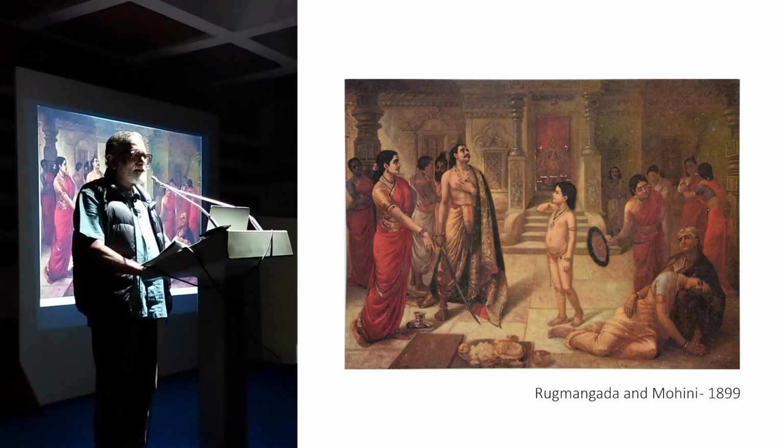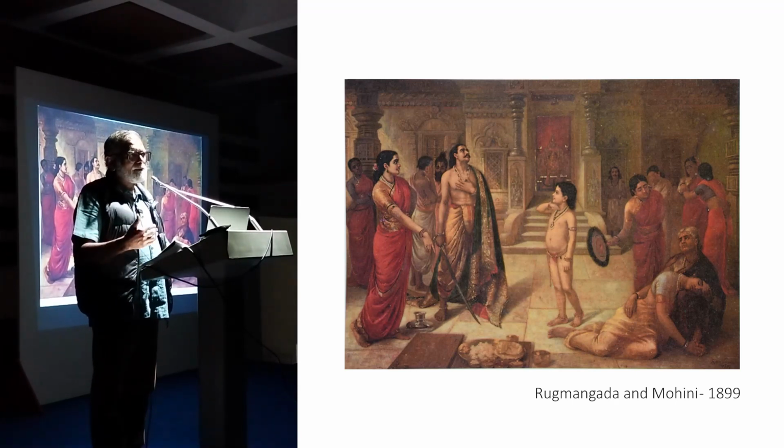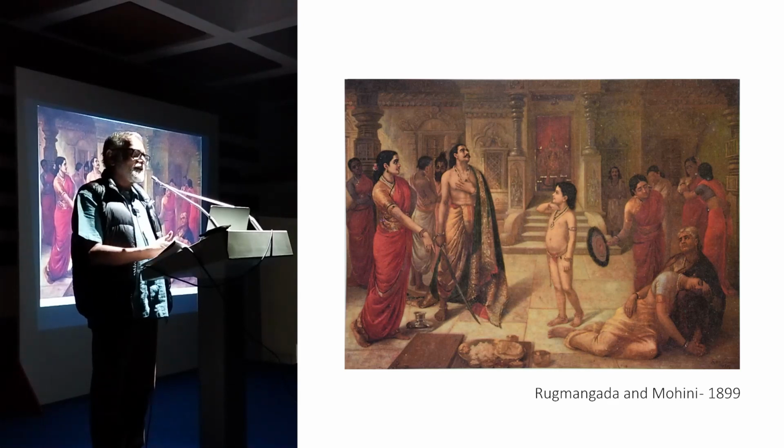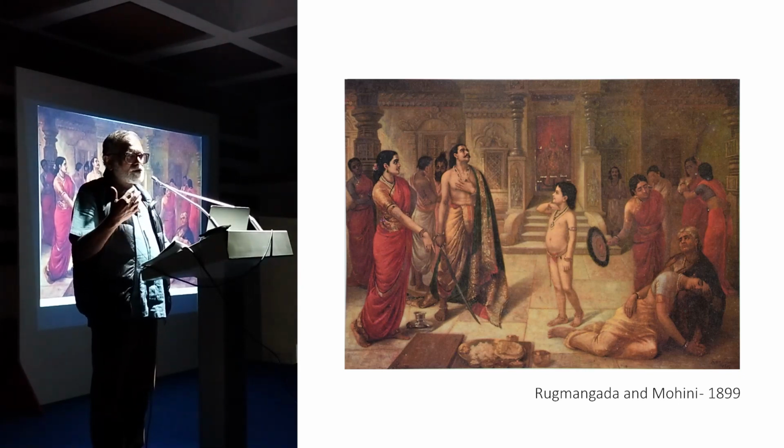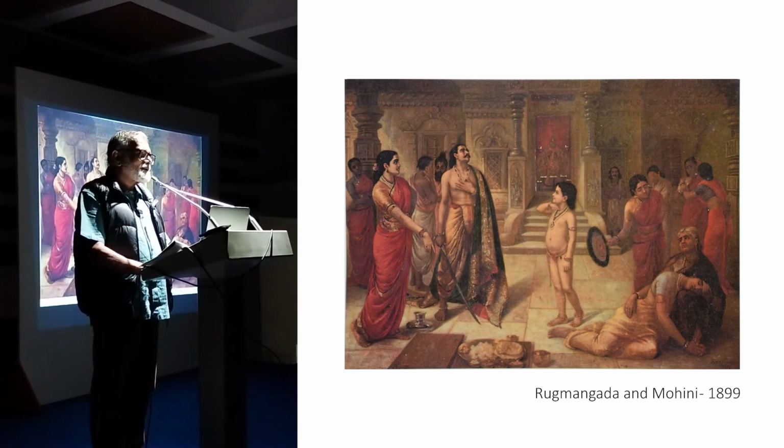But Abanindranath took a different approach, because he came onto the scene as a critic of artists like Ravi Varma. He was trained, as you all know, in the Western ways of painting, but after a while he left that. He made a conscious decision to move away from this kind of art and try to explore a different trajectory.